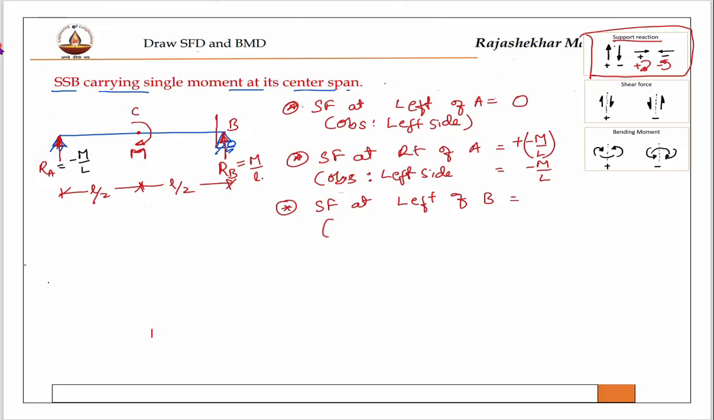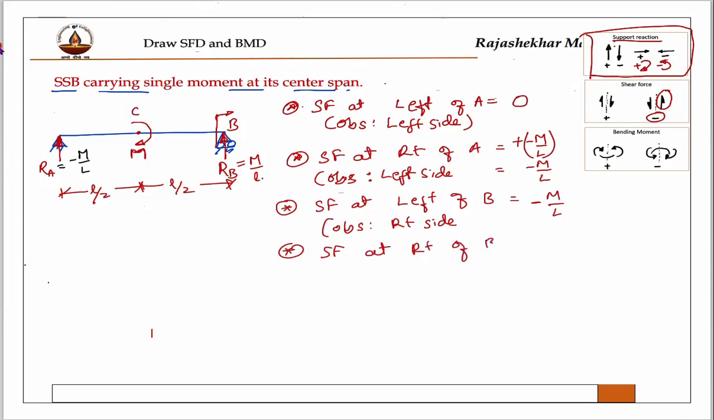Then observations will be made from the right side. When I see the right side, then I am seeing this load, that is M by L, vertical force. Then right side upward is this one. The right side upward means this is negative, therefore the answer is minus M by L. Okay, now I got this one. Then shear force at right of B is equal to 0. This much I got.